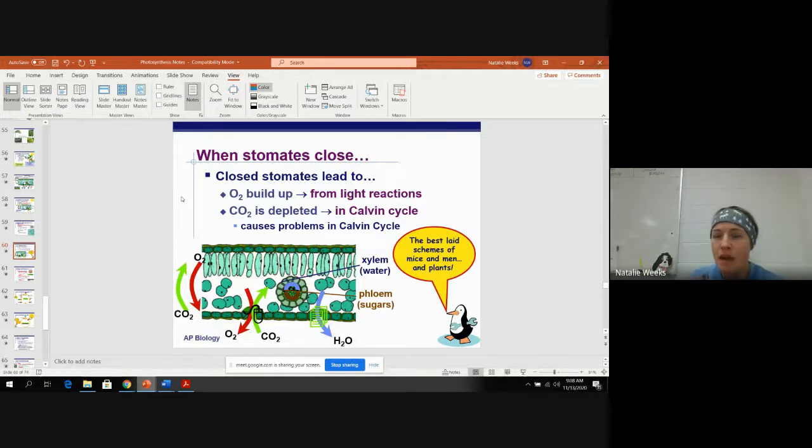So when the stomata close because they need to maintain water, we get problems because oxygen builds up and the CO2 gets depleted. This is a huge problem. This is equivalent to us physically holding our breaths. So if we don't have enough water in the plant and they're trying to conserve water by closing their stomata, we're building up extra oxygen, which is bad for plants, and we're depleting our CO2 stores. So then the Calvin cycle can't go.